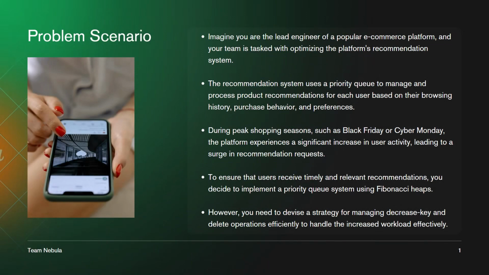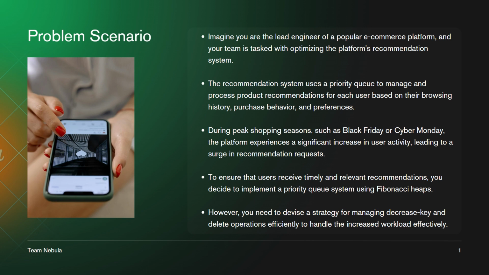Problem scenario. Imagine you are the lead engineer of a popular e-commerce platform and your team is tasked with optimizing the platform's recommendation system. The recommendation system uses a priority queue to manage and process product recommendations for each and every user based on their browsing history, purchase behaviors, and preferences as well.